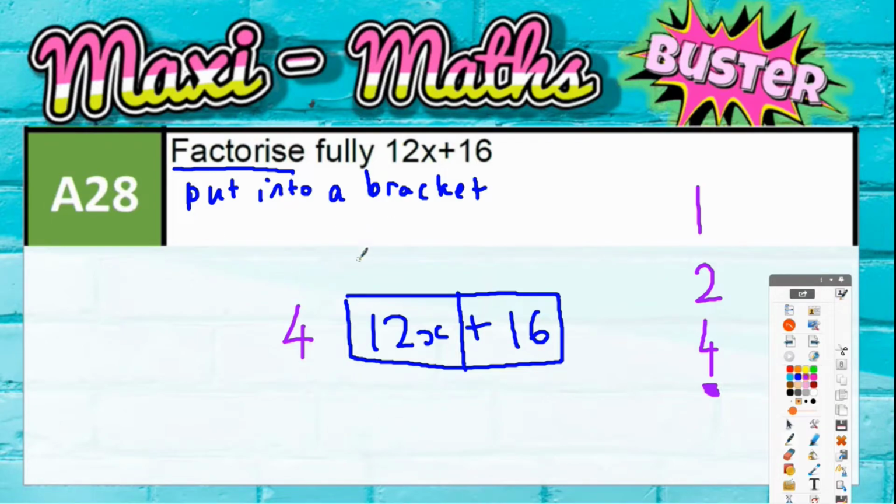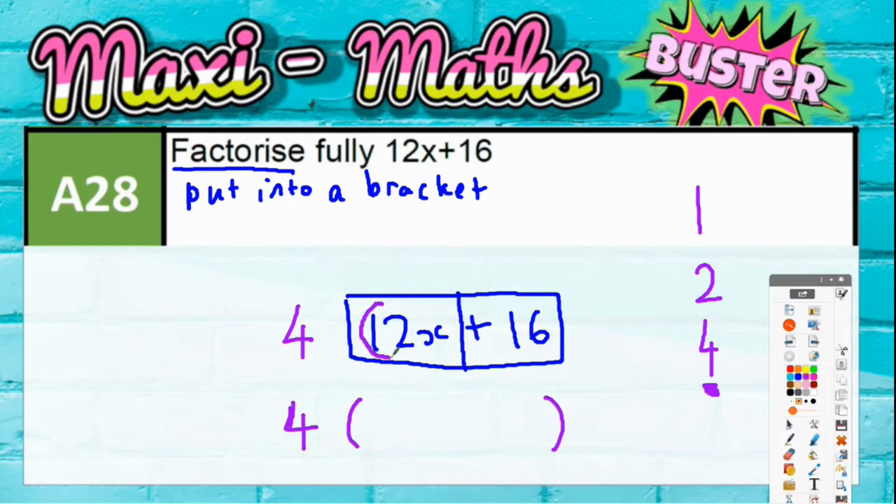Remember, we're trying to put this back into a bracket. Any common factors in our final answer actually go in front of the bracket. So whatever goes in front of the grid goes in front of the bracket in our final answer. Whatever goes on top of the grid will go inside our bracket in our final answer. So now we need to figure out what's going on top of the grid.